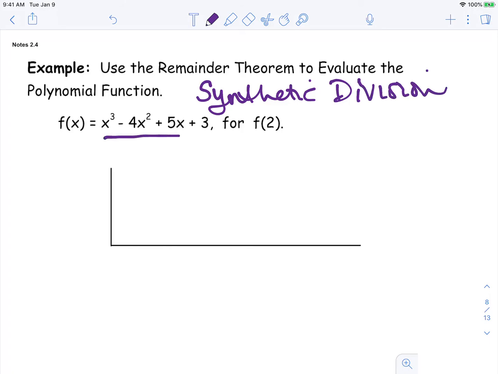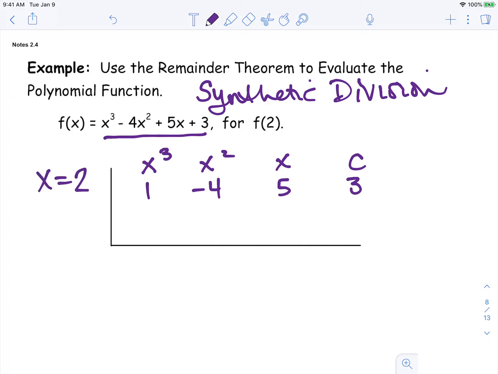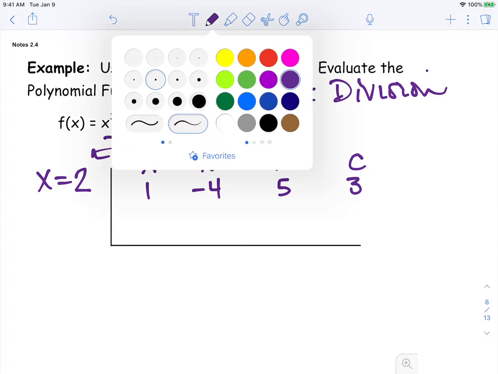So this is our function. So our degree is 3. Put our coefficients and our constant. And we're trying to evaluate the function for 2. So that value, a 2, is going out in front. All right, we're ready to do synthetic division.